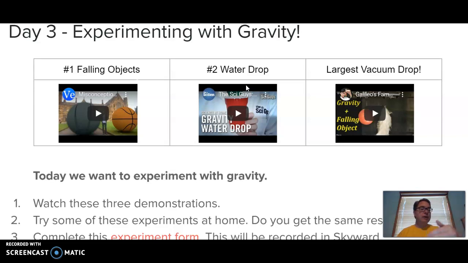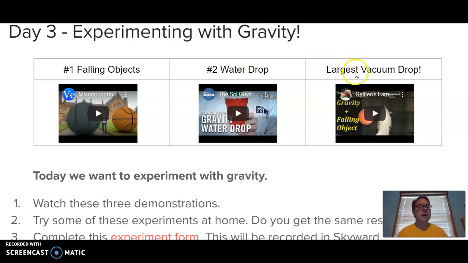Does the water inside come out before the cup hits the sink? Or does the cup hit first and the water comes second? Or do they both fall at the same time? Think about that before you watch the video, and then see what happens. And then see if you have those items at home, see if you can duplicate that as well.